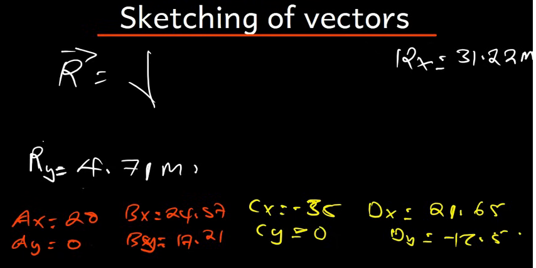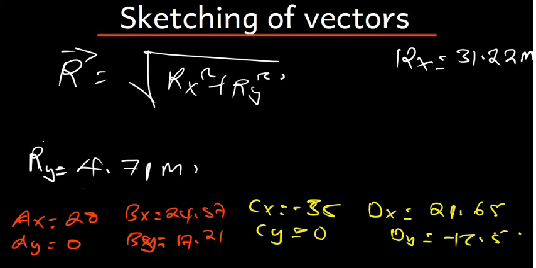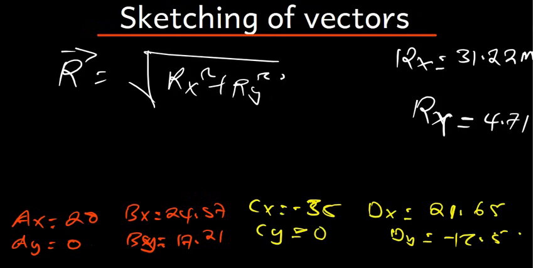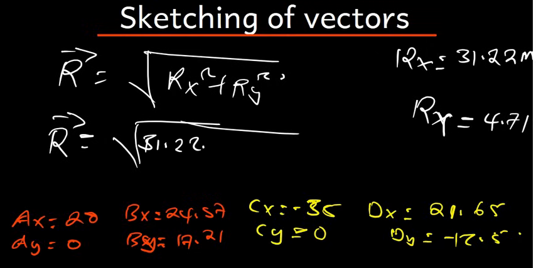So to find the resultant, the resultant is going to be equal to the square root of rx squared plus ry squared. So we can now plug in the values. Let's put our y component, which is 4.71. So it's going to be 31.22 squared plus 4.71 squared. So our resultant is going to be the square root of 31.22 squared plus 4.71 squared. I'm getting 31.57.